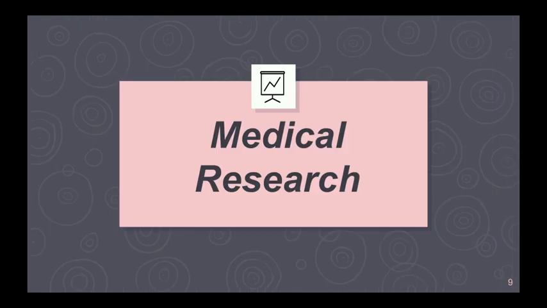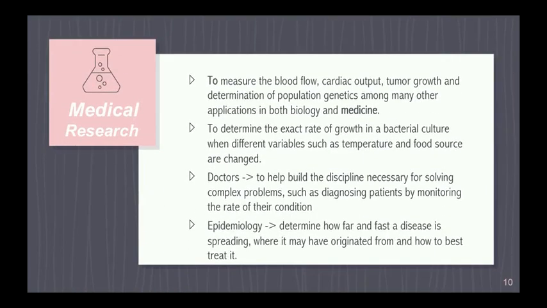How can we use calculus in medical research? Now, it can be used to measure the blood flow, the cardiac output, the tumor growth, and the determination of the population genetics in sectors such as biology and medicine. And it can also be used to determine the exact rate of growth in bacterial culture when different variables such as temperature and food source are changed. So we need this research or these statistics by using calculus so that we can either increase the growth of the useful bacteria or decrease the growth of the bacteria once it becomes harmful or potentially dangerous.